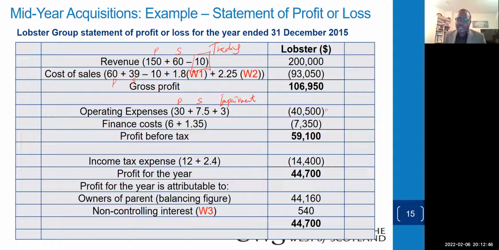We sum this up, subtract it from these, and we get these elements. 659,100. Income tax expense, don't worry your head, add up what we have in the books. We get 14,400. Profit for the year is this, 44,700. Already, we have calculated that attributable to the NCI, which is 540. And the difference between the 540 and the 44,700 gives us 44,160 attributable to the parent, the owners. Okay, that is it. Very easy.